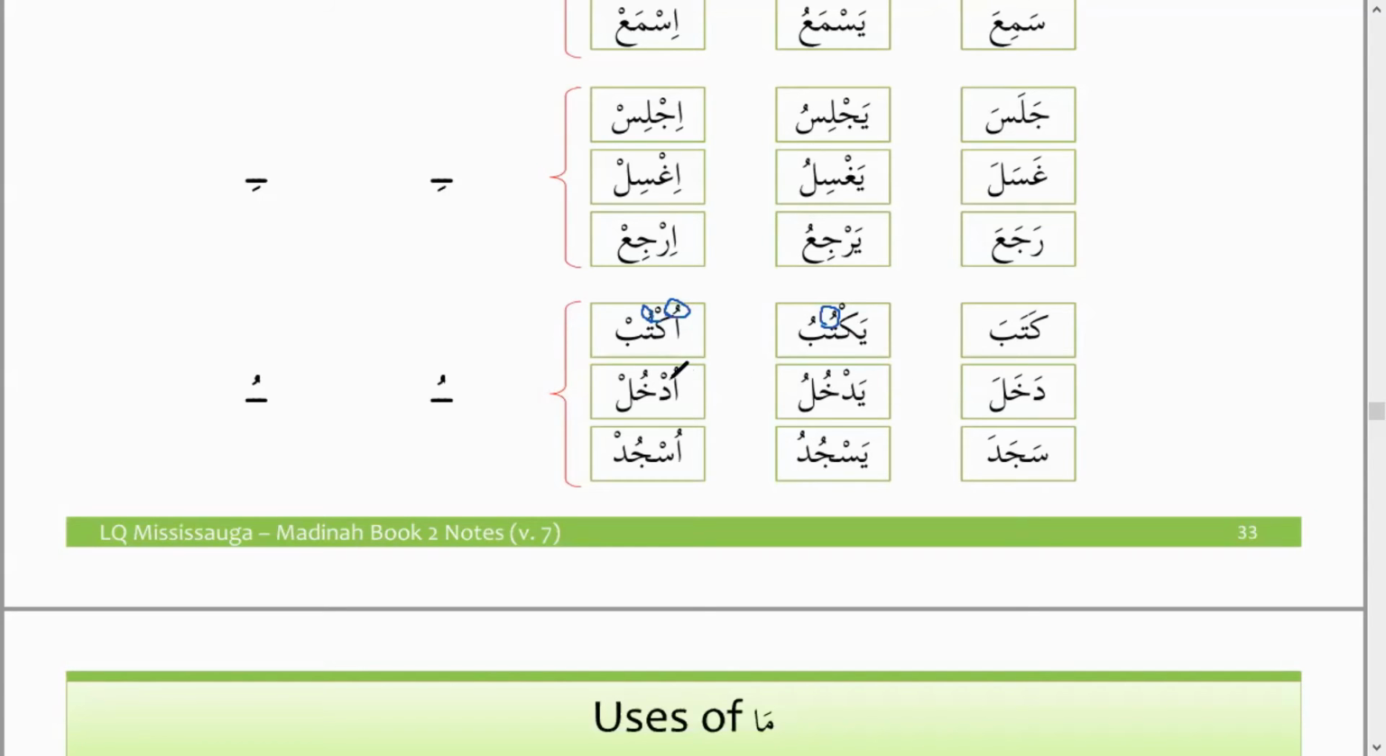Dakhala yadkhulu, udkhul. Right? Because my goal here is just for 10 to 20% of understanding. I will not go into so much detail here. When we come back again to the lesson after the break, inshallah, we will go into detail because the lesson itself is all about this. Right? Sajada yasjudu, usjud. So this is what it is.